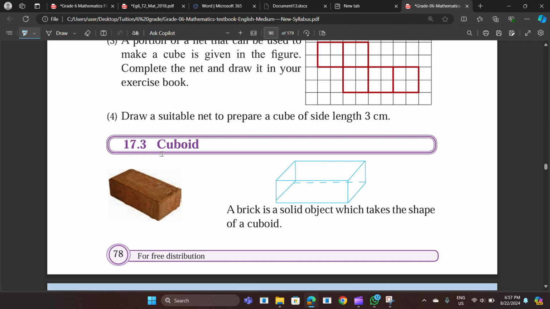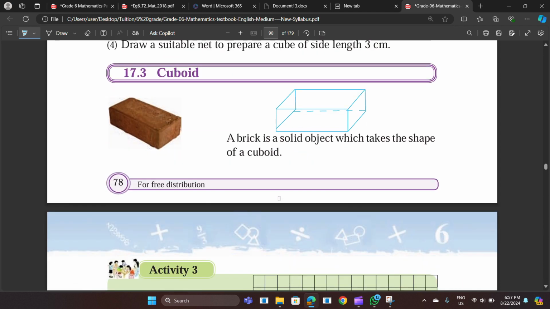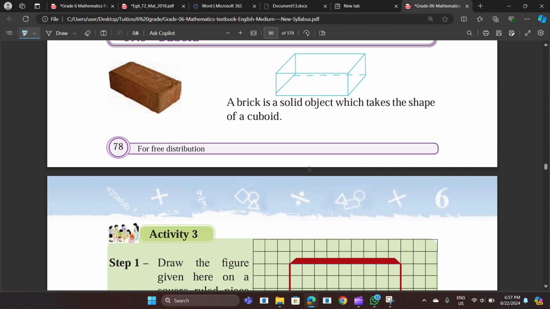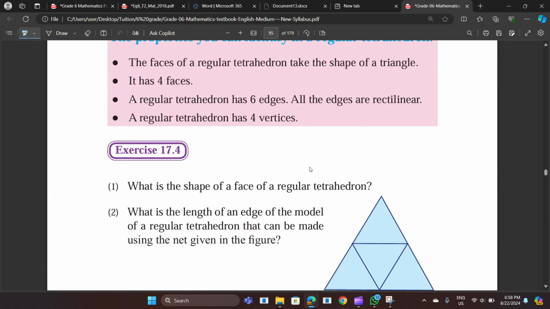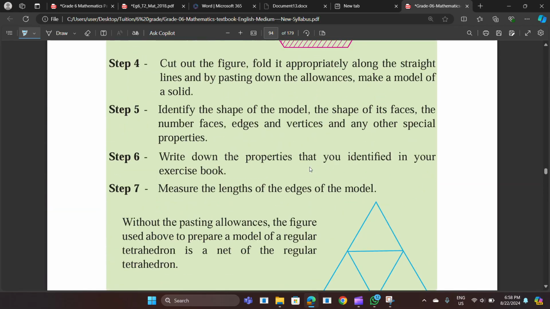So this is a cuboid. A cuboid is also similar to a cube, but the difference is that the faces are not equal in size. They are in different sizes. Because in a cube we discussed it has six square faces, but in a cuboid the faces differ in size. So the difference between the cube and cuboid is that the faces are not equal.